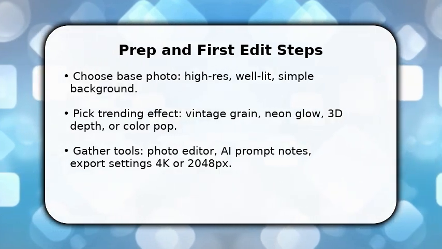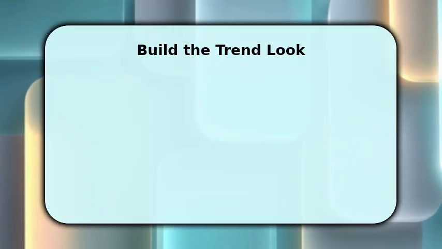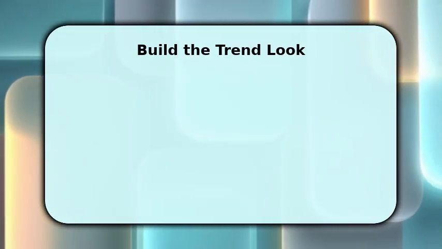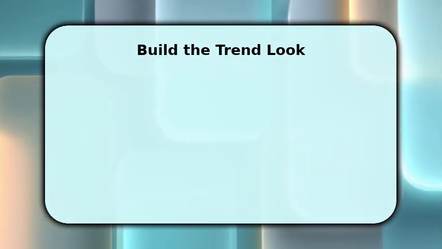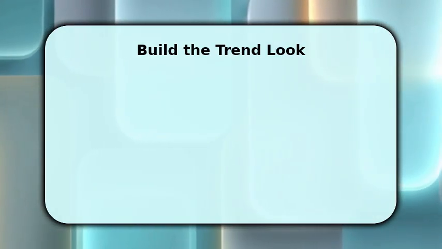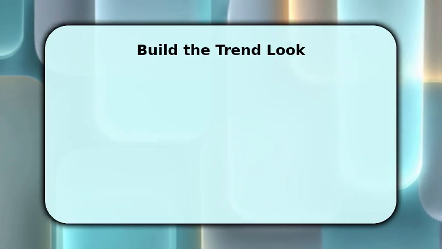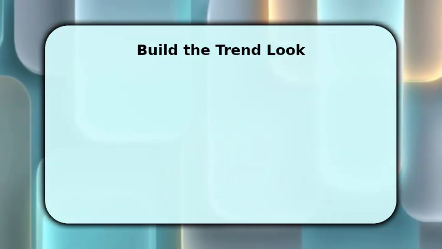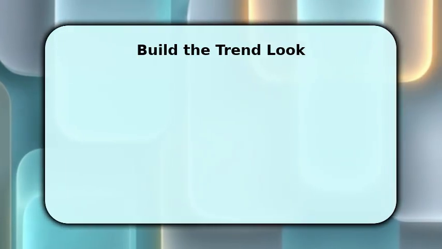Add a tone map layer to increase midtone contrast, then a color grade layer to push your chosen palette. Use blend modes: overlay for contrast, soft light for warmth, and dial opacity between 10 and 70% to taste. Once you have the look, introduce subtle texture or grain to unify elements.